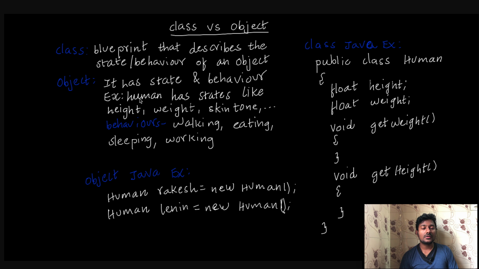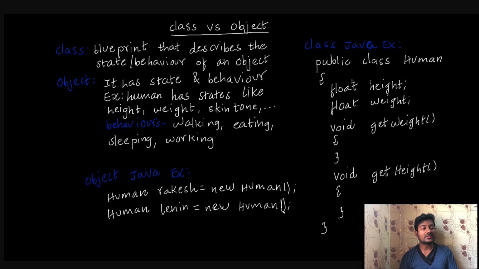For example, if you consider the human class, that human class has both states and behaviors. States are height, weight, skin tone, etc. Similarly, behaviors are walking, eating, sleeping, running, working, etc. These are the behaviors of a human. Whenever an entity has both states and behaviors, then we can consider that as an object. These are the two theoretical concepts that are mandatory for learning any object oriented programming language.